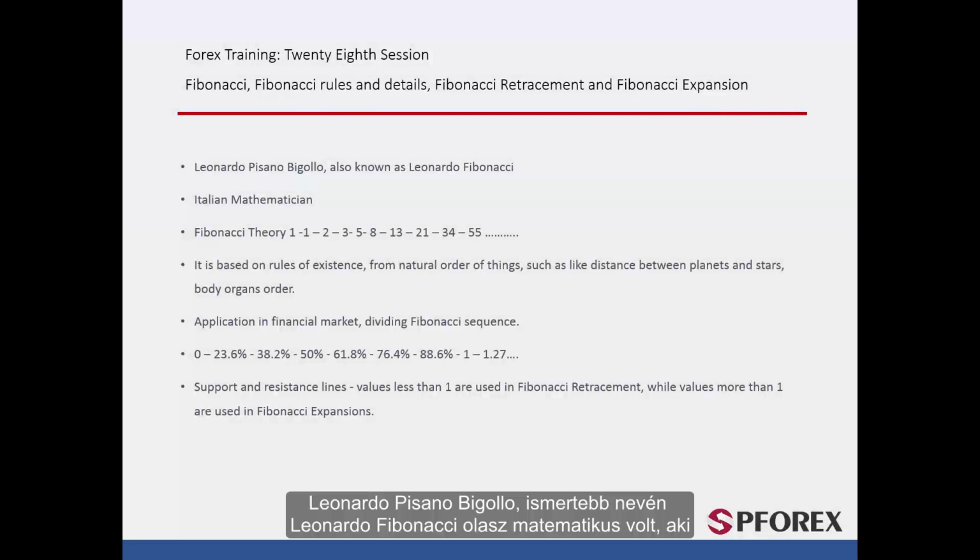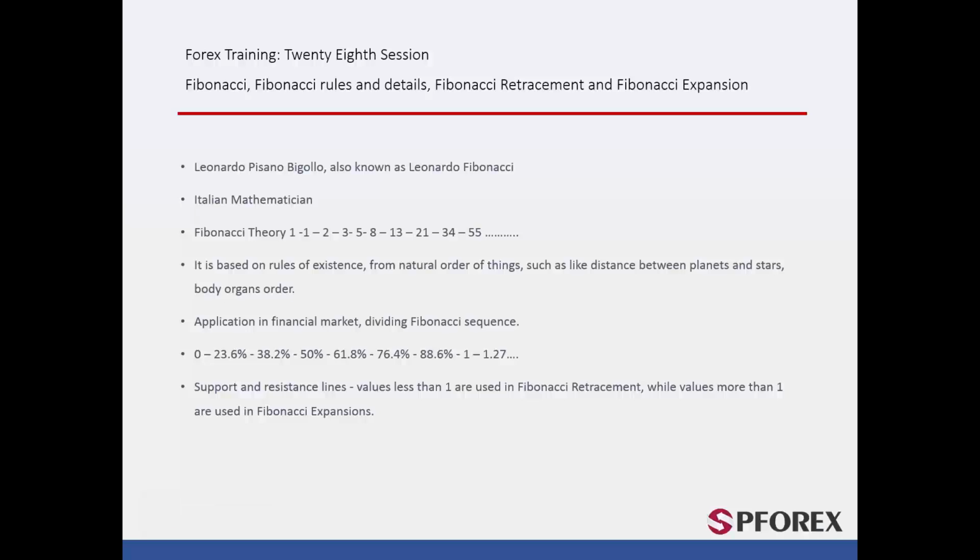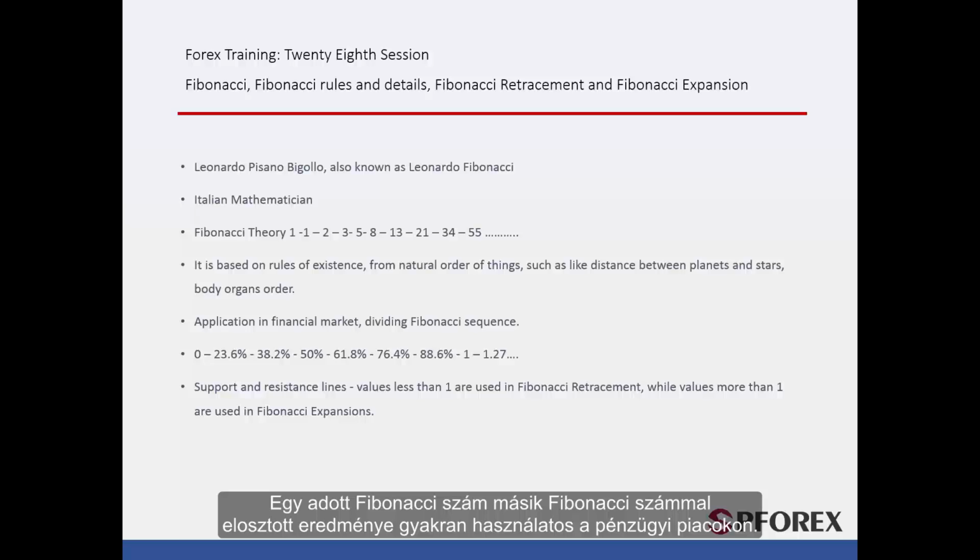Leonardo Pisano Bigolo, also known as Leonardo Fibonacci, an Italian mathematician, proposed his theory on population growth rate formula. The sequence of numbers calculated by the Fibonacci formula is derived from all natural orders, such as distances between stars, or even the position of human organs. The numbers are calculated by adding the last two numbers as follows: 1, 1, 2, 3, 5, 8, 13, 21, 34, 55, and so on. The result of a given Fibonacci number divided by another Fibonacci number is used considerably in the financial market.